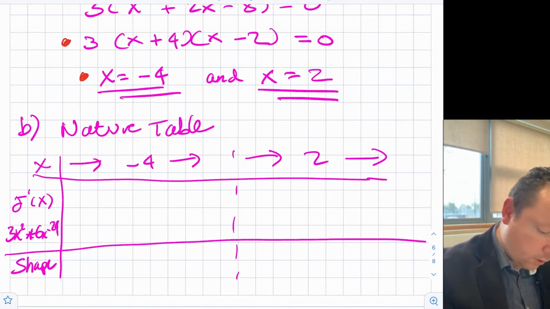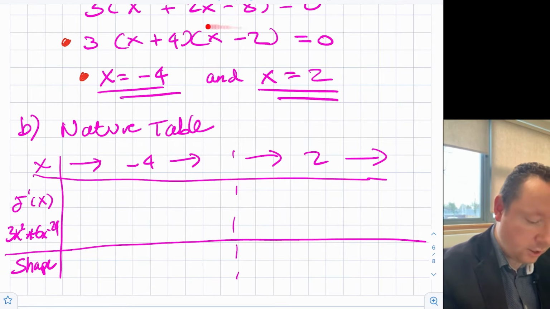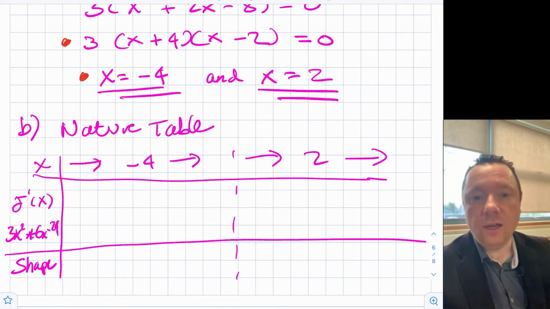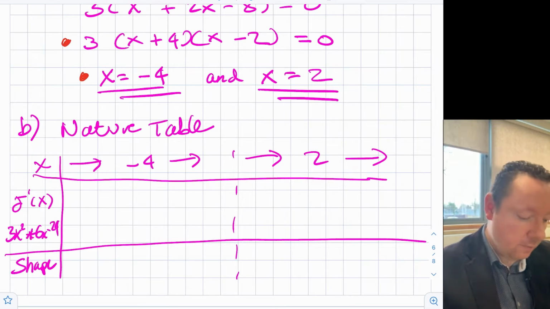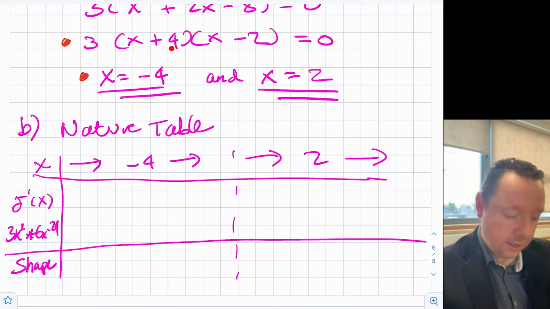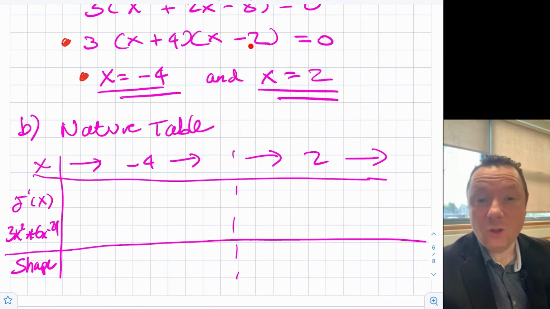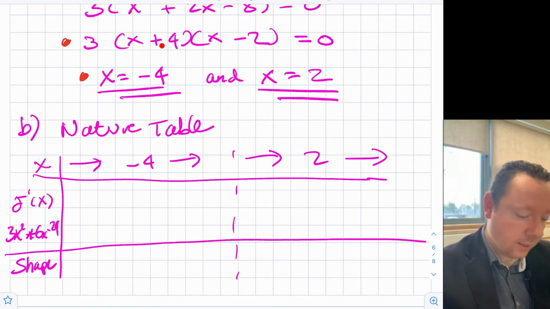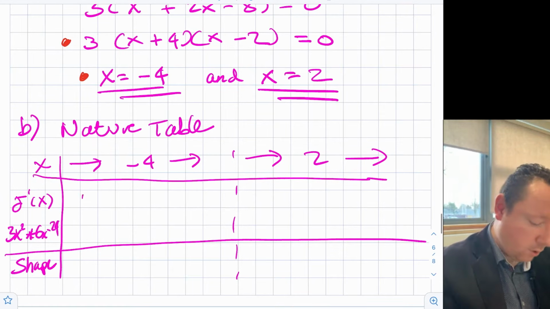So picking a number before minus 4, maybe minus 5. Now if you use the factorised version, it's easy to see. Minus 5 add 4 is negative. Minus 5 take away 2 is also negative. A minus times a minus is a plus. So that is positive. We know that's 0.